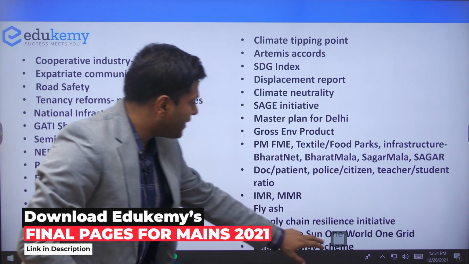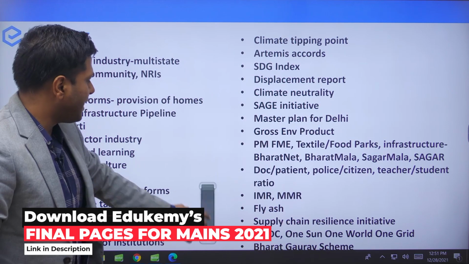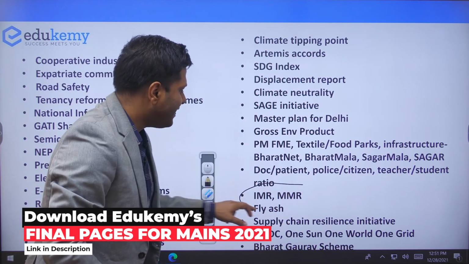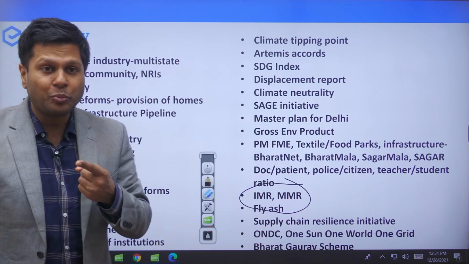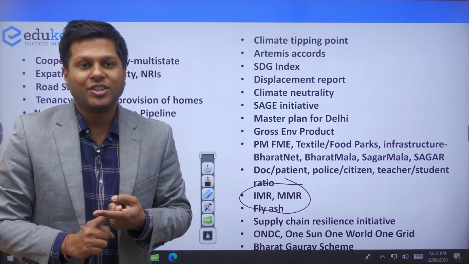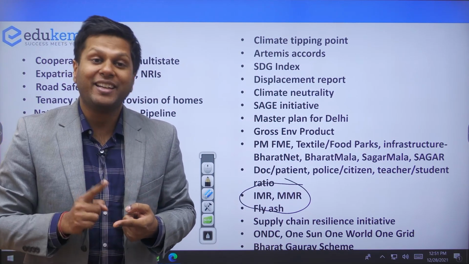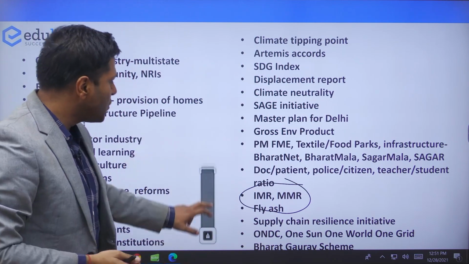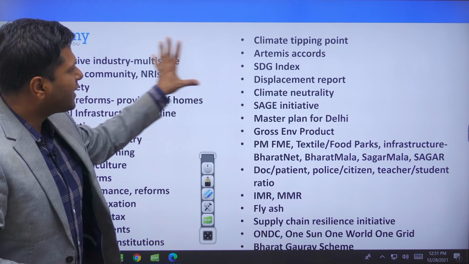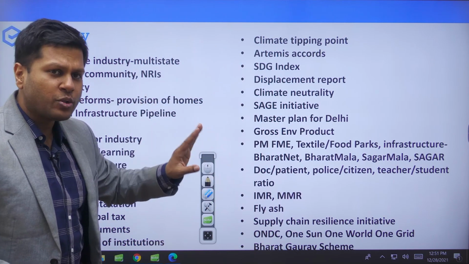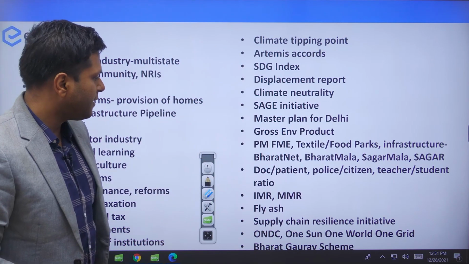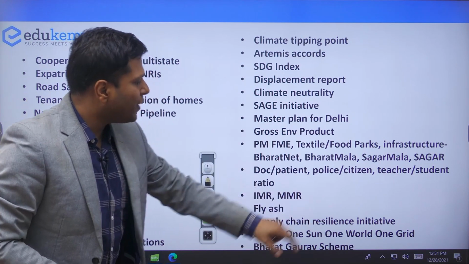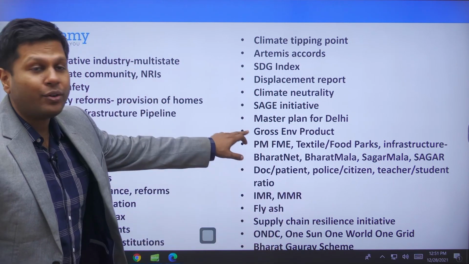Now, there should be data that should be there with you all the time. For example, infant mortality rate, maternal mortality rate, the doctor to population ratio, police to population ratio, teacher to student ratio. These are some things that you can do within 2 days. All of it can be covered within 2 days, and you have to start revising all of them again, right? Similarly, one world, one grid, Bharat Gaurav scheme for railways, right?